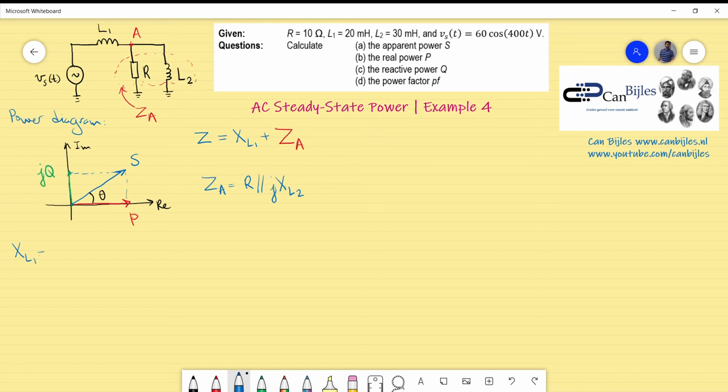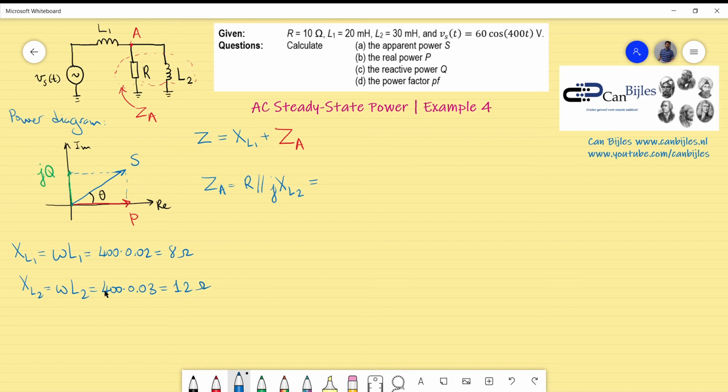So XL1 will be omega times L1, and omega is 400, which is in the expression of Vs in the voltage source, and the value for L1 is 0.02. So let's substitute it here, which gives us 400 times 0.02, which is 8 ohms. For XL2 it is a similar procedure, omega times L2. Omega is still 400, that doesn't change, and we now have 30 millihenries, which is 0.03. It will be 12 ohms. Okay, that's the reactances of the inductors L1 and L2. Let's move on with the calculation for ZA.